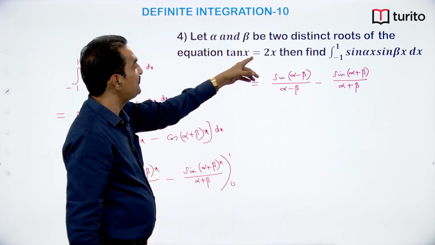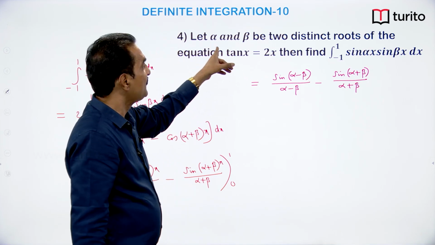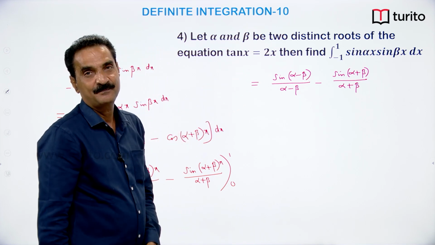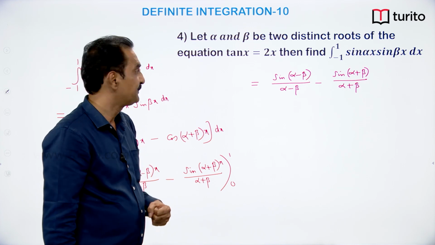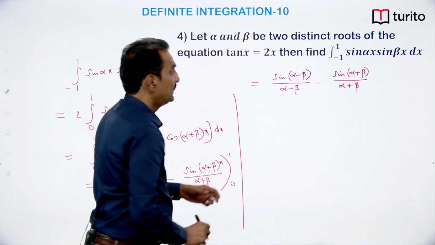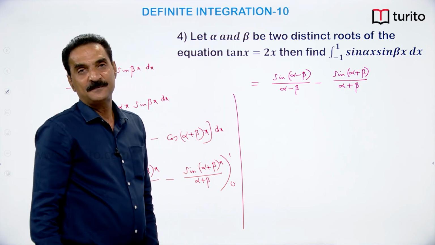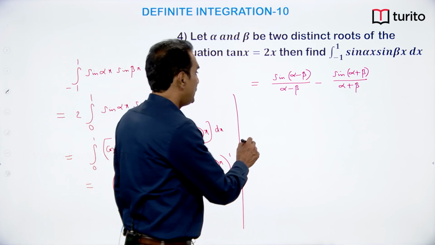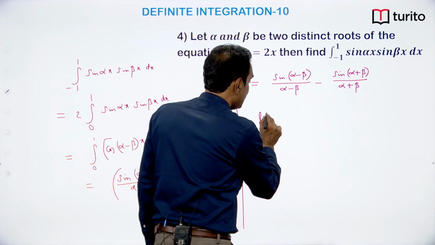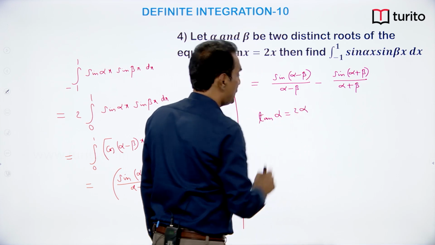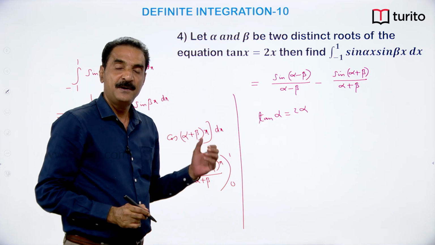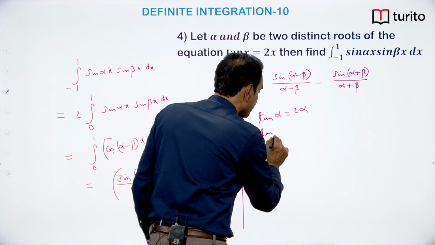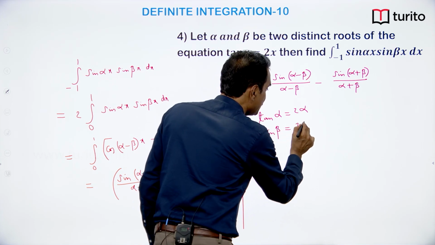But what is the use of this information? Alpha and beta are two distinct roots of tan x is equal to tan 2x. So, let us try. Alpha is a root of this equation, so I can substitute x is equal to alpha, then I will get tan alpha is equal to 2 alpha. Similarly, beta is also a root of the equation, so I can substitute beta. Tan beta is equal to 2 beta.